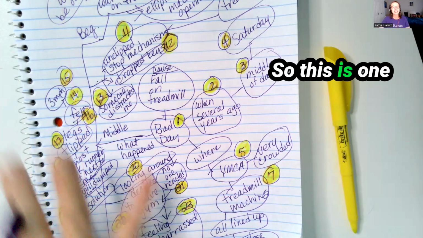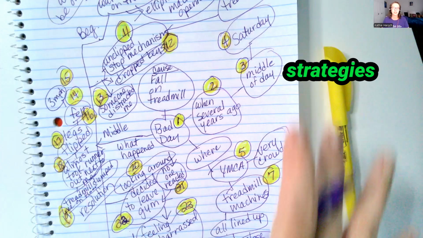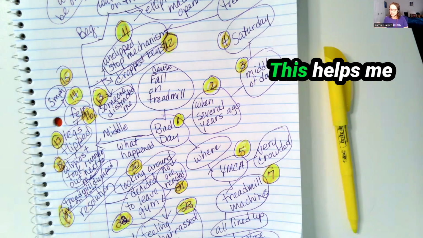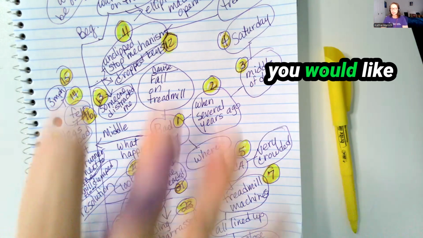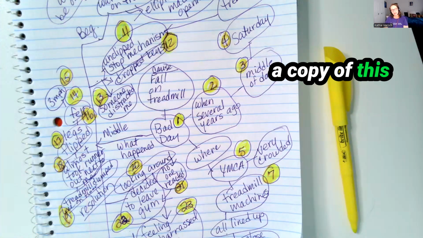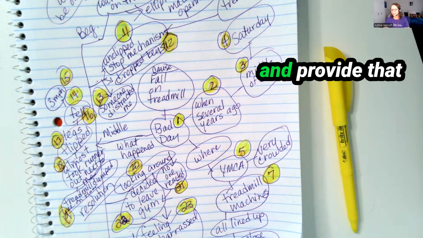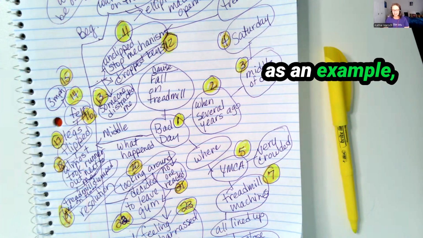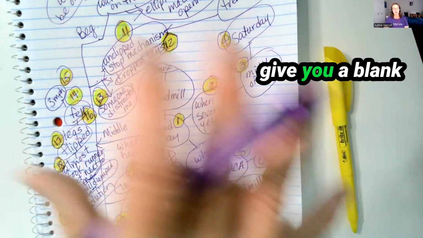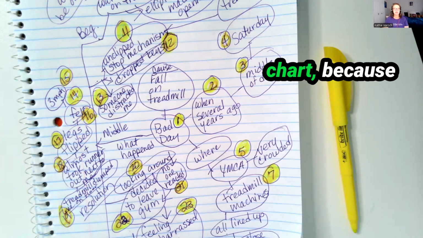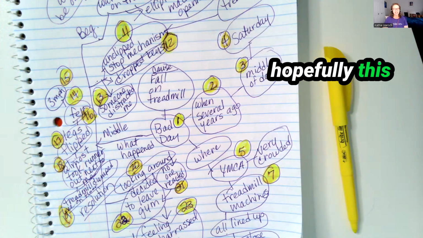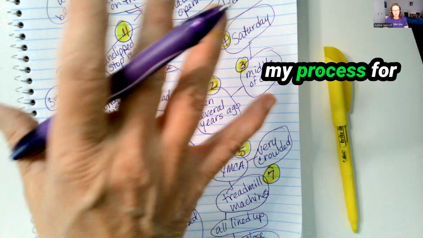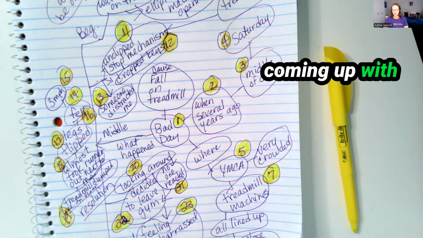So, this is one of the writing strategies that I use. This helps me come up with ideas. And if you would like a copy of this, I can type this up and provide that as an example. But I can also give you a blank chart because I create this digitally. So hopefully this was helpful. You could see my process for coming up with these ideas.